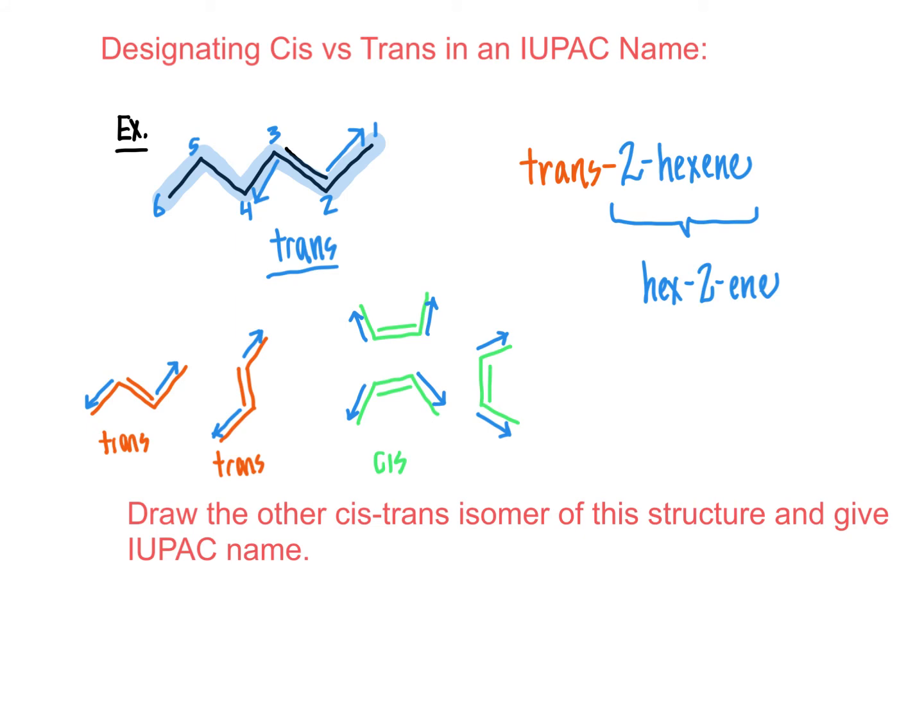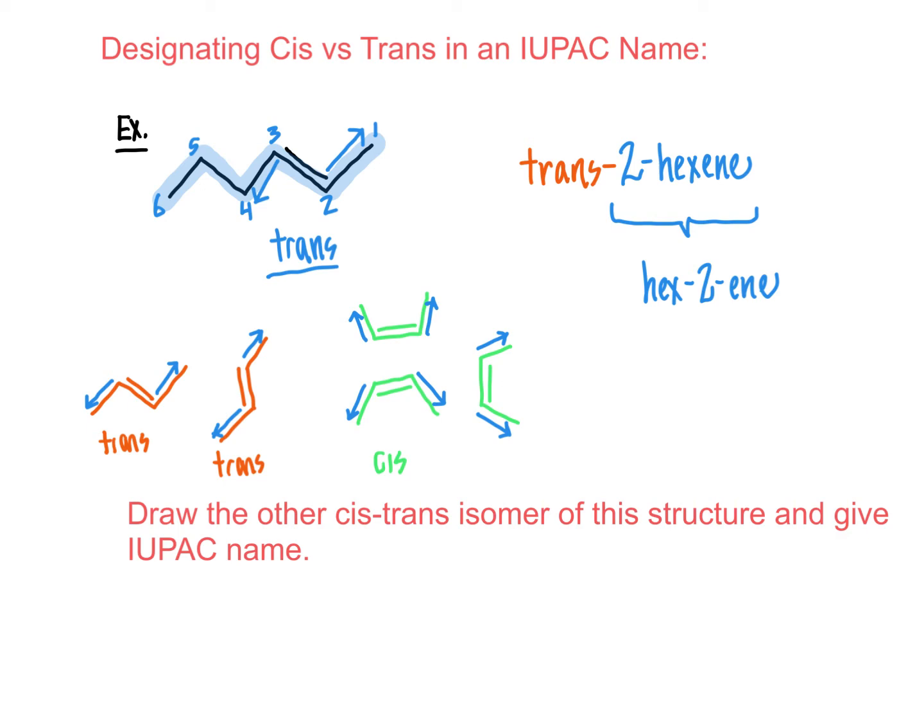As a follow-up to this, we should also be able to recognize the different cis versus trans isomers that exist of a molecule. And so one way that we could approach this is by asking to draw the other cis-trans isomer of the structure that we started off with and giving the IUPAC name for that. So we started with the trans isomer of the molecule, and so we need to draw the cis isomer.